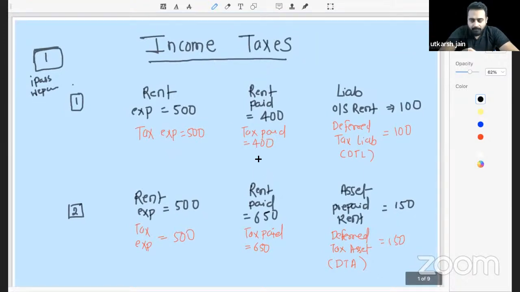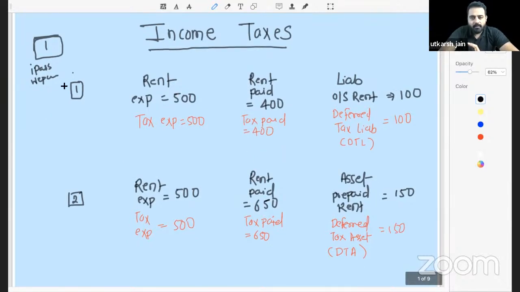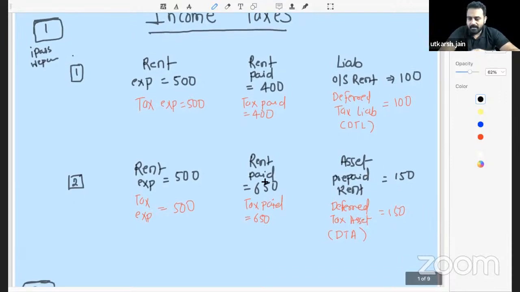We're currently on income taxes. We started the session by looking at a fundamental concept where I said, if I have an expense and if I pay less amount, I create a liability. If I pay a higher amount, I create an asset. Same logic applies to taxes. If I pay more taxes, it's an asset. If I pay lower value of taxes, it's a liability.